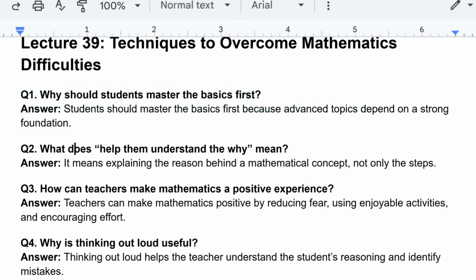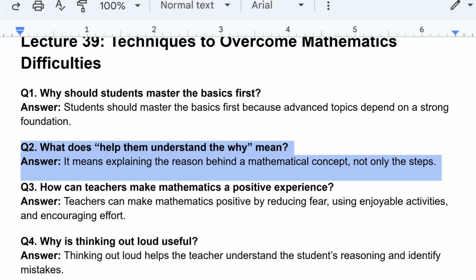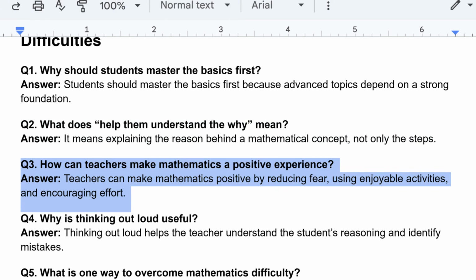What does "help them understand the why" mean? It means explaining the reason behind a mathematical concept, not only the steps. How can teachers make mathematics a positive experience? Teachers can make mathematics positive by reducing fear, using enjoyable activities, and encouraging effort.